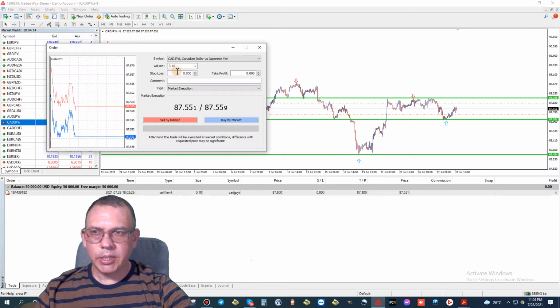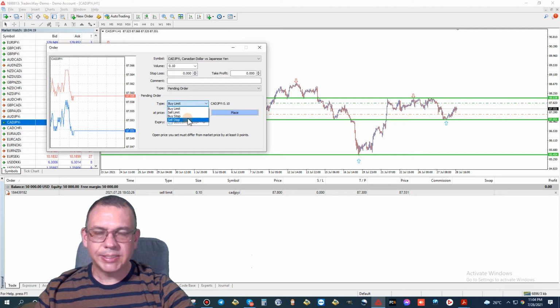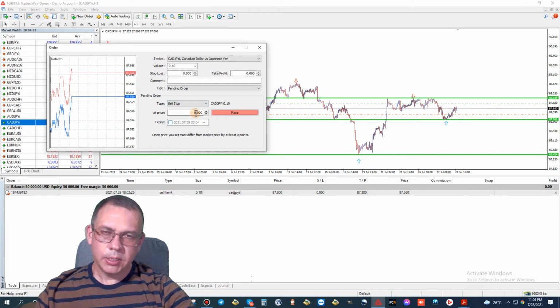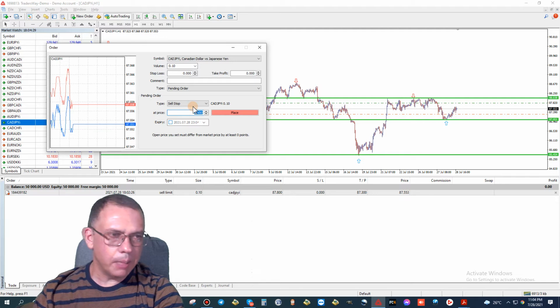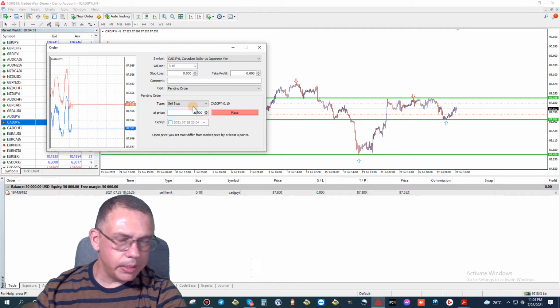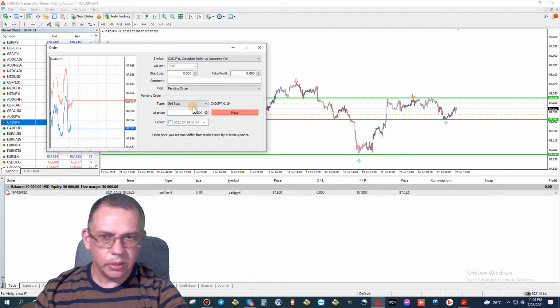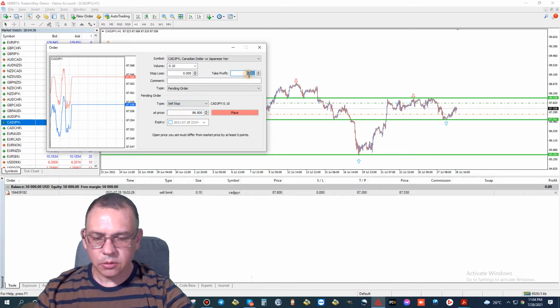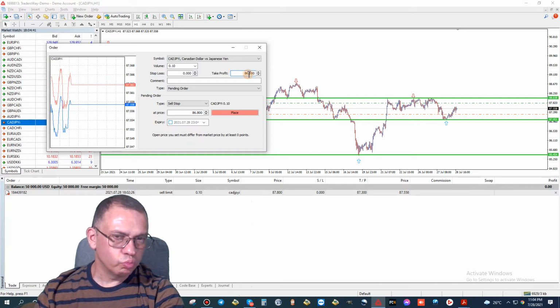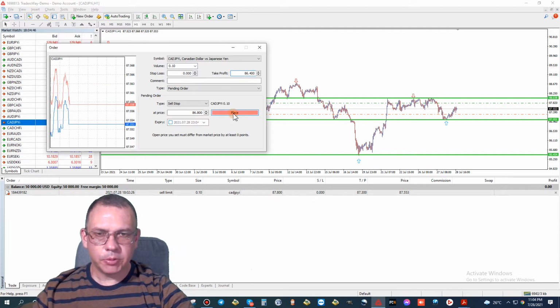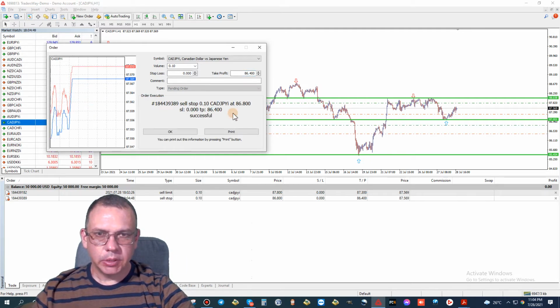So how we do that is go to New Order, change Market Execution here to Pending Order, and then select Sell Stop. This is the limit order, stop order strategy. Now I'm going to put a stop order at 86.800, and take profit at 86.400. That's only 400 pips, but that's plenty.